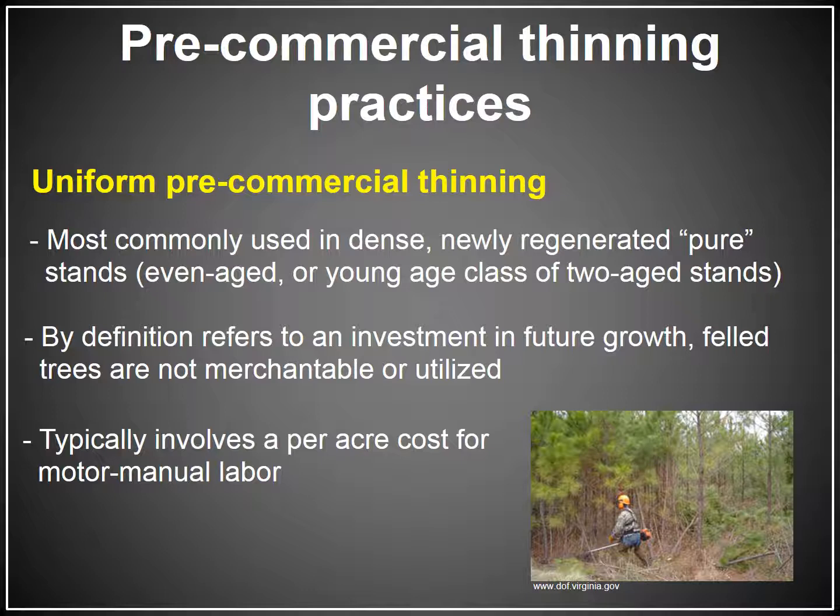The technique of uniform pre-commercial thinning is most commonly used in dense, newly regenerated, pure stands of pine. Typically these are yellow pine stands, southern yellow pine stands like loblolly pine or shortleaf pine that were planted following clear-cut harvests of the original stand. This type of thinning is typically accomplished by hand crews with brush saws or chainsaws.